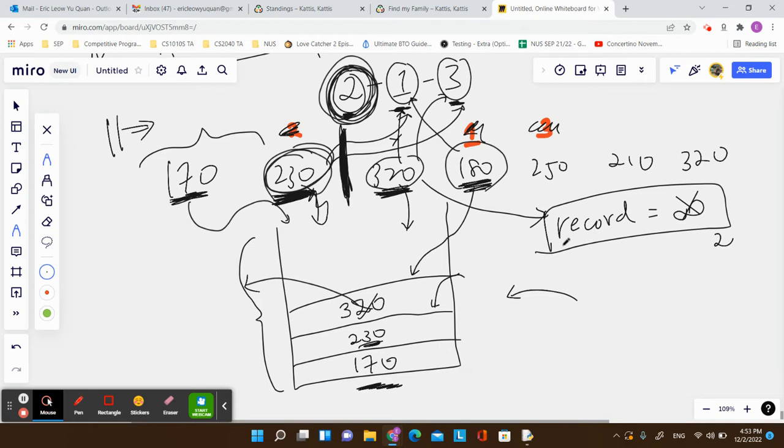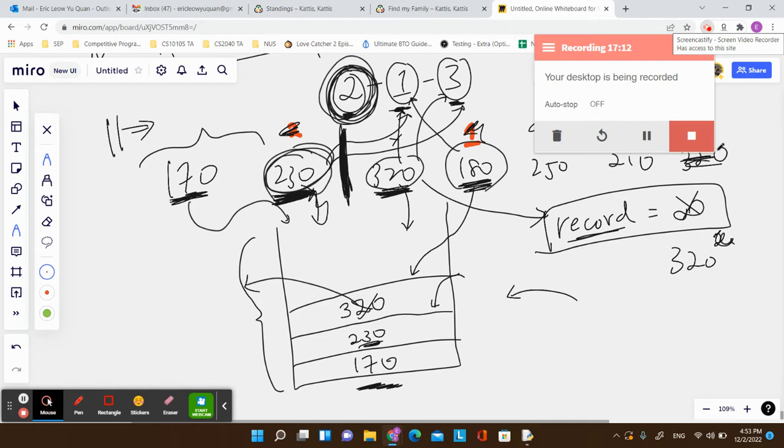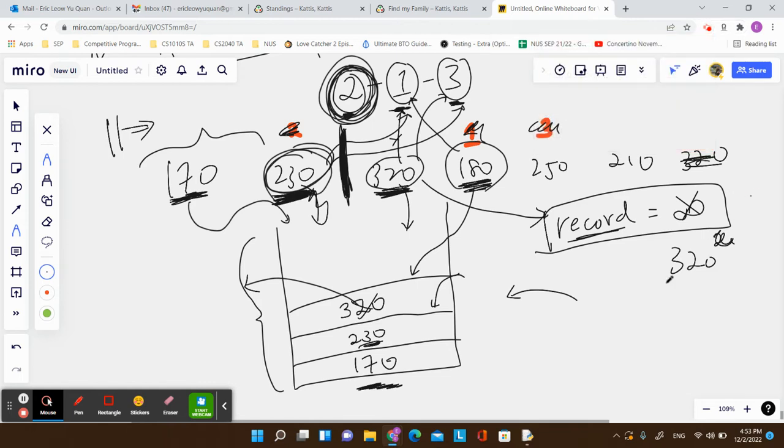Remember the record. I repeat again, the record consists of the smallest possible height of the person as a second candidate. So the record is now 320. Wait, let me check whether I'm recording. I realize I haven't checked it. Yes, it's pretty long. So now record 320. Pretty good, right?